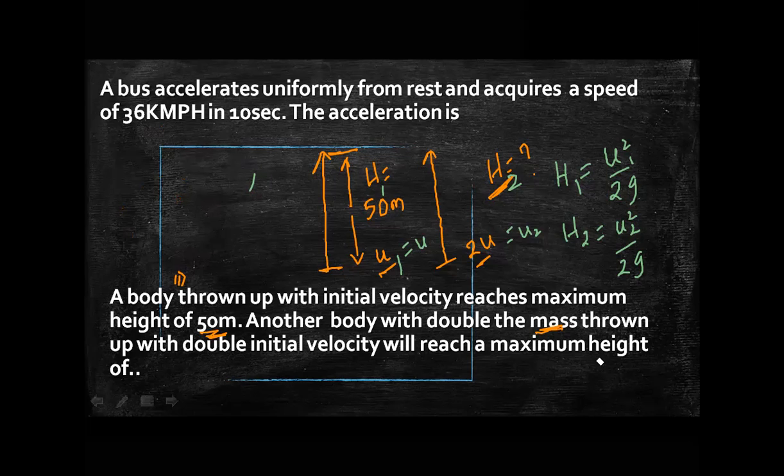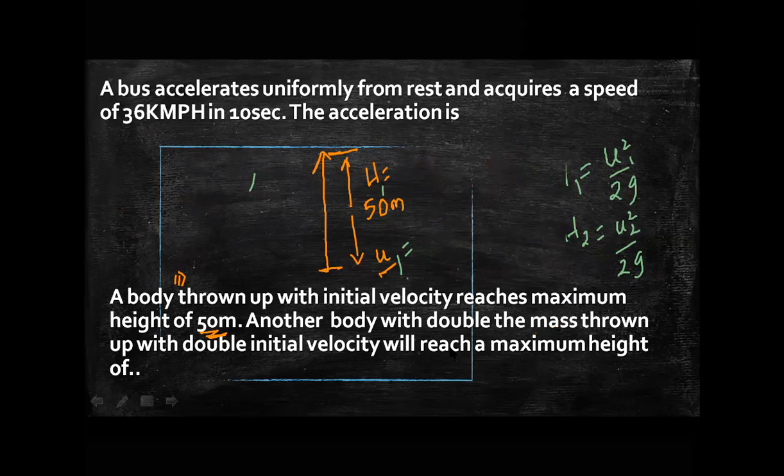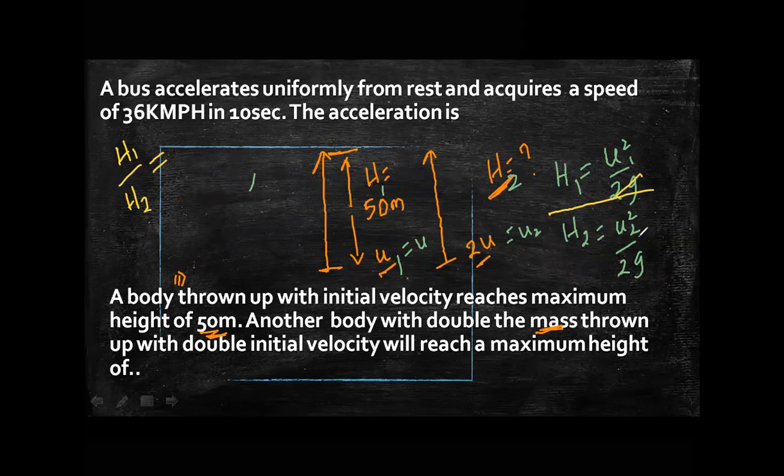So what I have to do now, tell me. I have to divide both of them. When I divide, I'm going to get h1 by h2 is equal to, 2g gets cancelled, right? So u1 square by u2 square. Now tell me what is being asked, actually, h2, right?